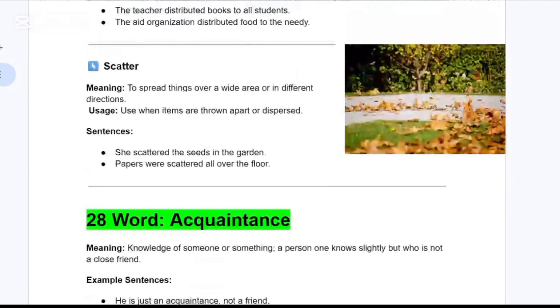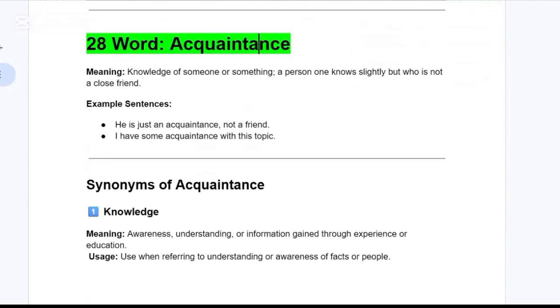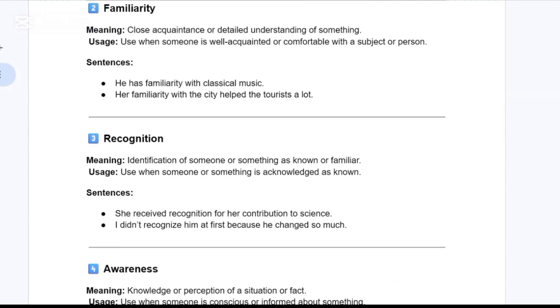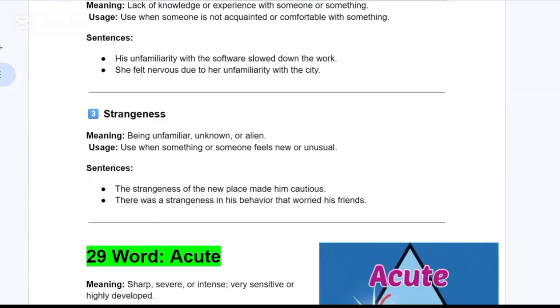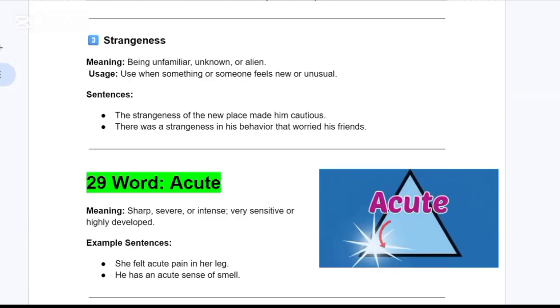So, the 28th word is acquaintance, and synonyms are knowledge, familiarity, recognition, awareness. Antonyms are ignorance, unfamiliarity, and strangeness.